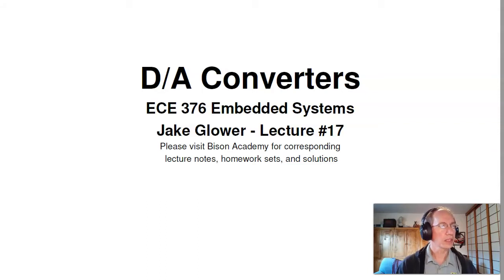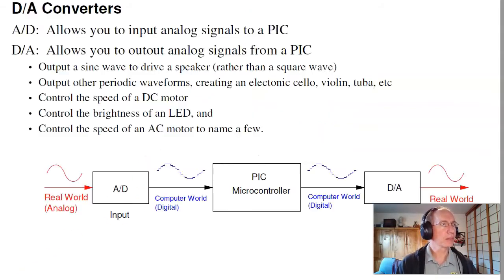Welcome to lecture number 17 for ECE 376 Embedded Systems, D2A Converters. Now previously we looked at A to D converters. That takes the real world and converts it to a binary signal so the PIC processor can read it. That's for sensors. There's also D2A converters that let you take the PIC, have it output a binary number, and what comes out is an analog voltage.